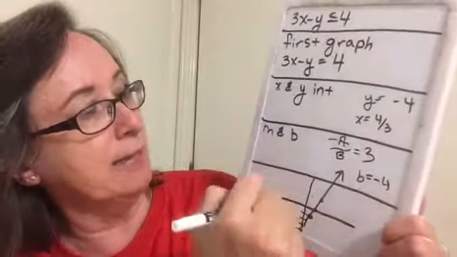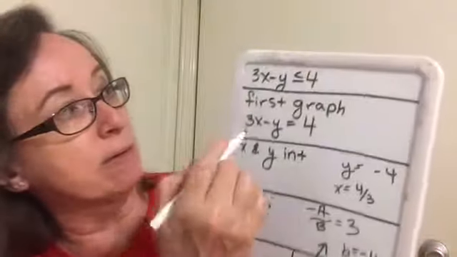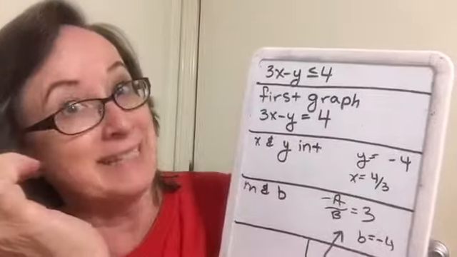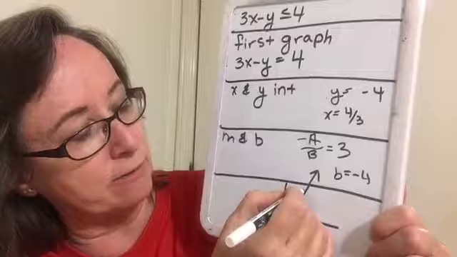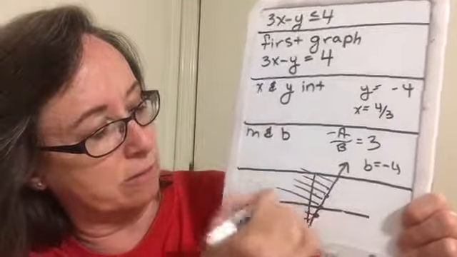It is solid, and we again can pick 0, 0. If we plug in 0, 0, we get 0 on the left is less than 4. This time it's true. 0 is less than 4. So we will shade towards 0, 0.